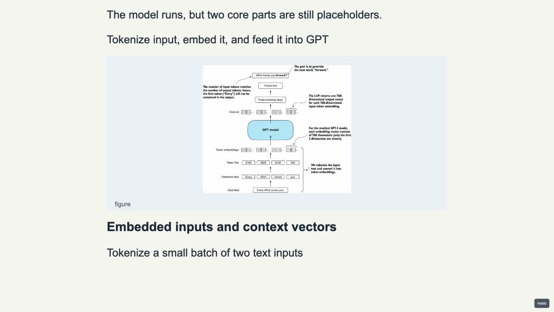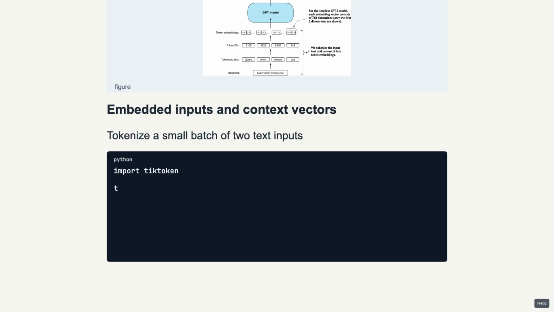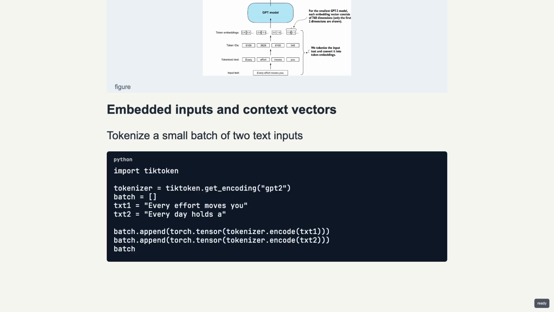A batch makes it easy to see that the model handles multiple sequences at once. Each text is encoded separately, and then the token ID tensors are stacked into one batch dimension for processing. The tokenizer converts each short sentence into token IDs, and stacking them produces a two-row tensor for the batch. That batch shape is what the model expects: one row per sample, with token positions laid out across the sequence.